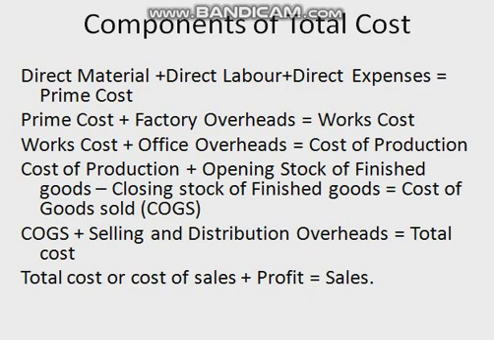Then we come to depreciation of plant. Depreciation of plant is used in factory, so it is part of factory overheads. Then we come to convertible material. Convertible material is part of prime cost. It is direct material, so it is part of prime cost. Productive labor is also part of prime cost. Direct labor and productive labor are similar. If we get non-productive labor, then it will come under works overheads or factory overheads.